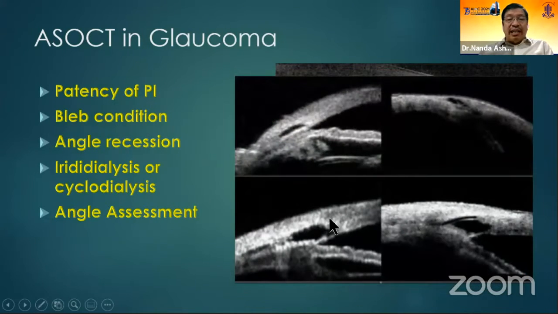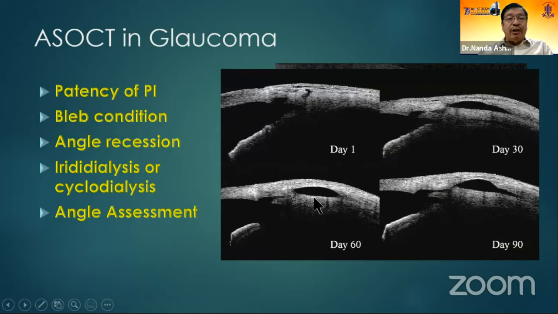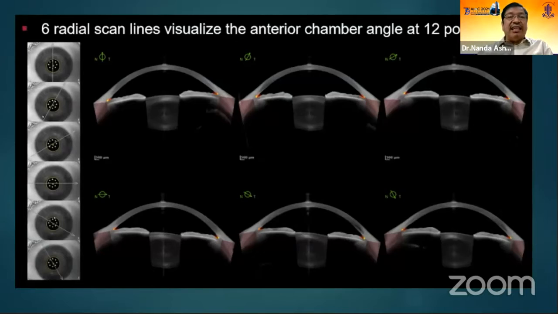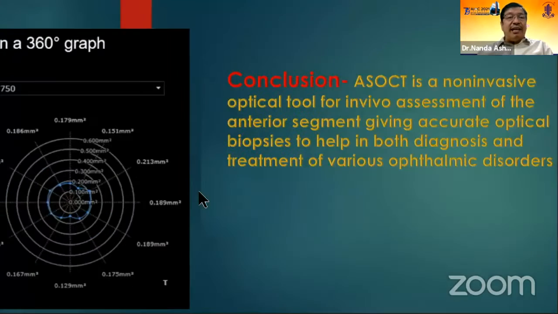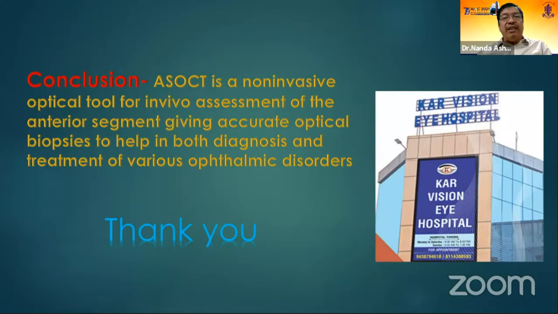It also plays a role in knowing angle recession. This is a break in the angle in the trabecular meshwork. It has a role in diagnosis of iridodialysis and cyclodialysis. And the newer OCT machines can give us an idea about 12 clock hours angle structure, which can also be depicted in a graph. So to summarize, I would say that intersegment OCT is a non-invasive optical tool for in vivo assessment of the intersegment, giving accurate optical biopsies and helping in diagnosis and treatment of various ophthalmic diseases.